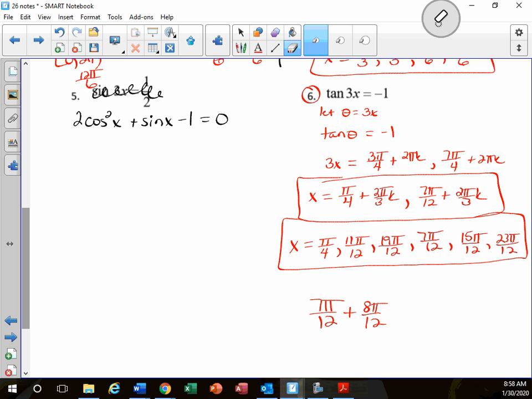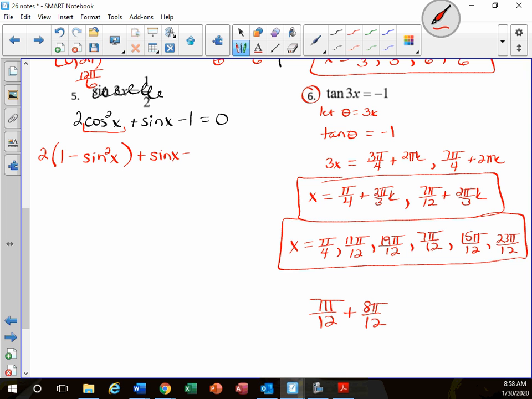So I don't want there to be both cosine and sine. So what could I replace cosine squared with so that there's no more? 1 minus sine squared. Okay, back to those Pythagorean identities. And then it's plus sine of x minus 1 equals 0. Yes, you need the parentheses, okay? They matter because it's 2 times that entire thing.